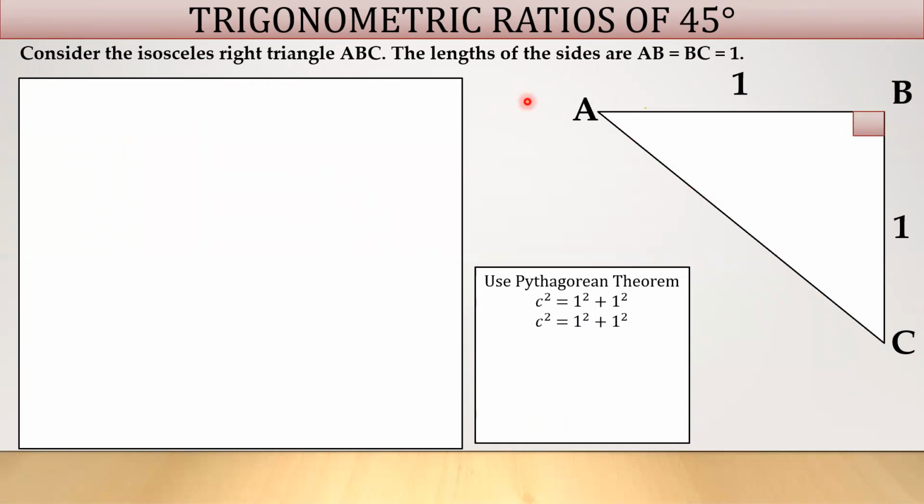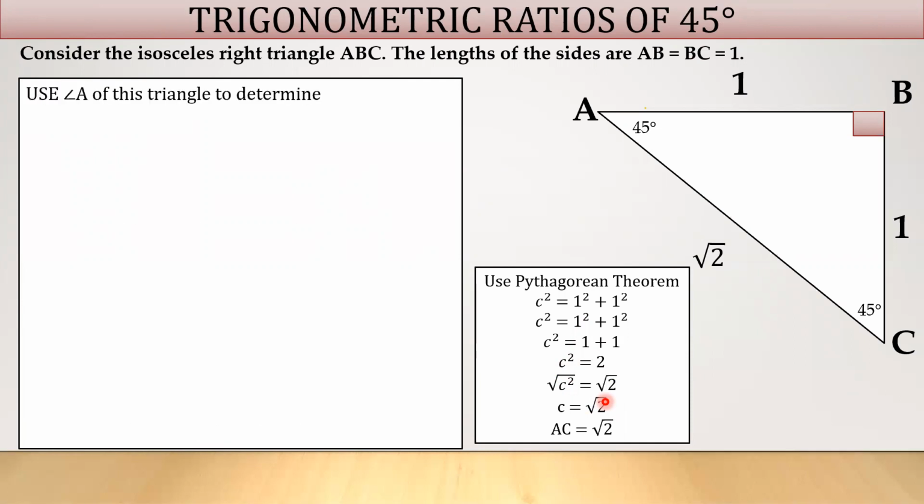So let's just substitute the given. That would be C squared is equal to 1 squared plus 1 squared. 1 squared is equal to 1. That's why we have 1 plus 1. 1 plus 1 is equal to 2. That's why we have C squared is equal to 2. Let's get the square root of both sides. C is equal to square root of 2, or AC is equal to square root of 2. Ayan.